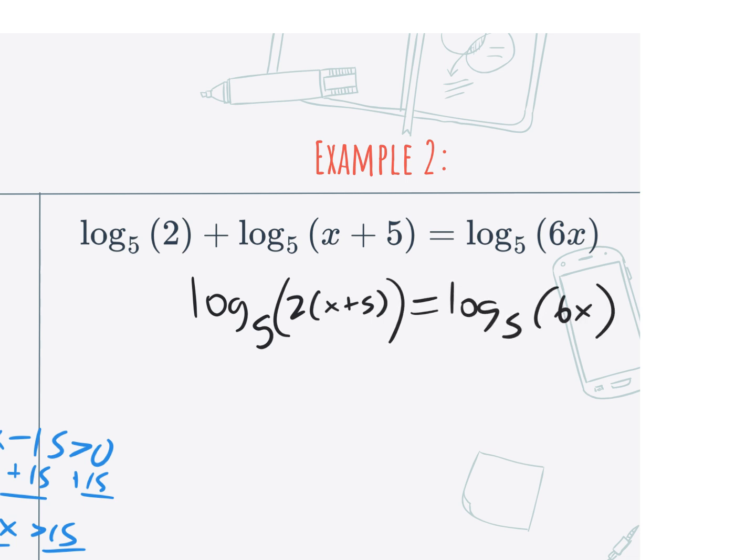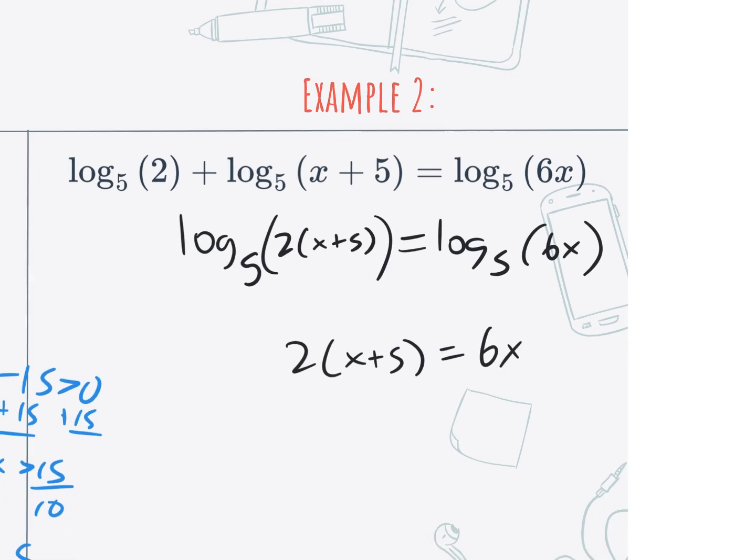Now I can use that equality property. I've got log base 5 on each side, so now I can just equate my arguments. So I've got 2 times x plus 5, which is equal to 6x. Do some simple solving here. So I've got 2x plus 10 is equal to 6x.